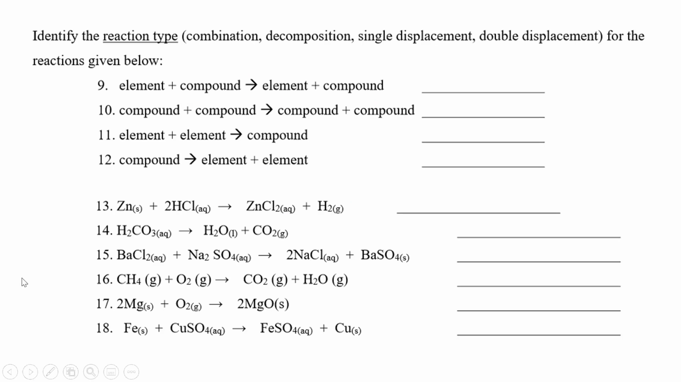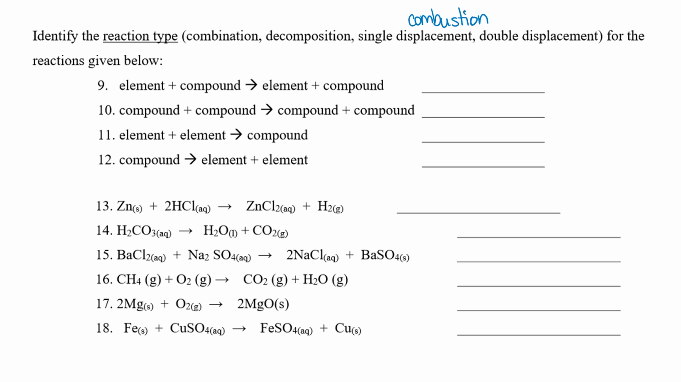All right, another thing we want to be able to do is to identify the type of reaction that we're observing here. Our types of reactions are combination, decomposition, single displacement, and double displacement. And there's also combustion. I forgot to have that on the list there, combustion. So there's 5 main reaction types to be aware of.